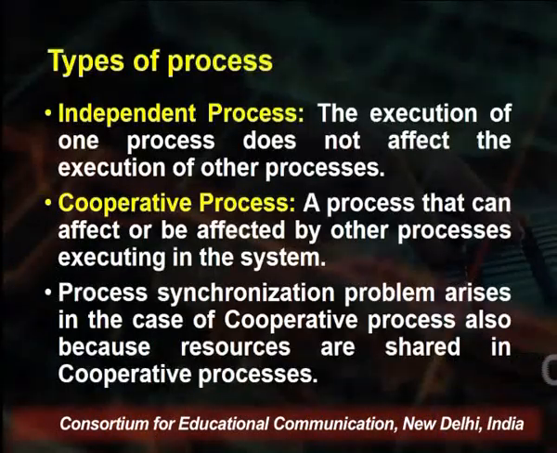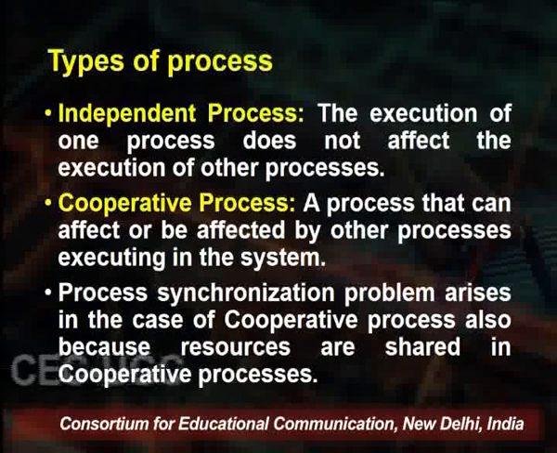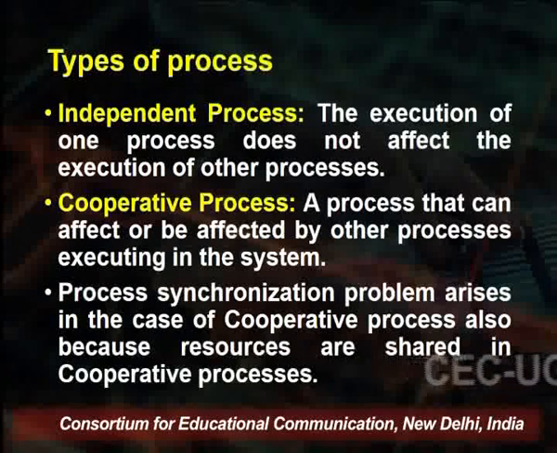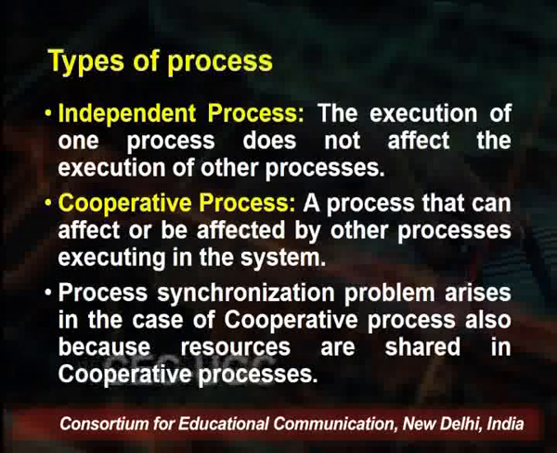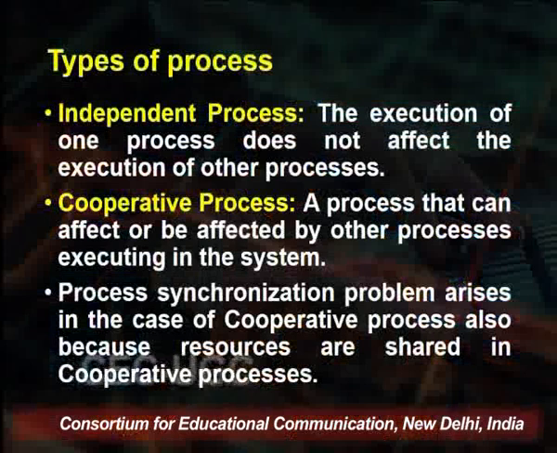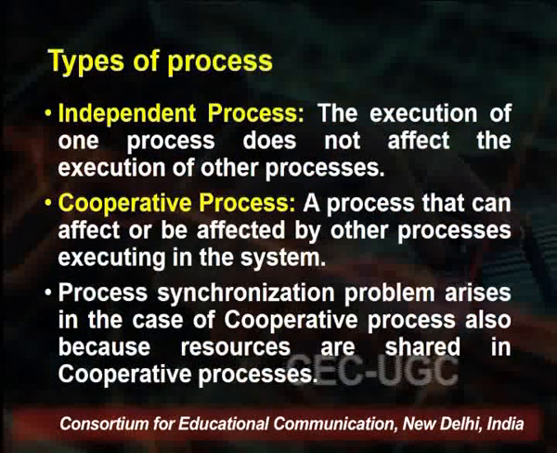So as far as the concept of synchronization is concerned, the types of processes in this view will be of two types. One is an independent process, another one is a cooperative process. An independent process, as the name indicates, is independent. That means the execution of one independent process does not affect the execution of the other processes. A cooperative process, the next category, is a process that is going to be affected by other processes executing in the system. So two types of processes: one is independent, another one is cooperative.